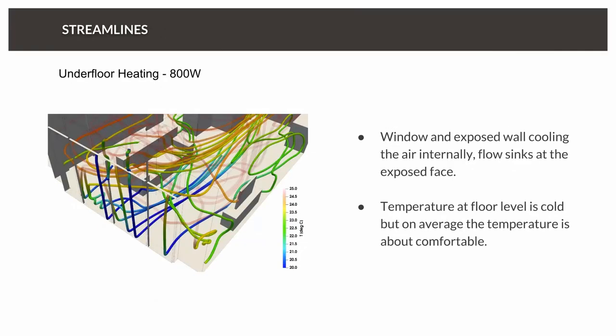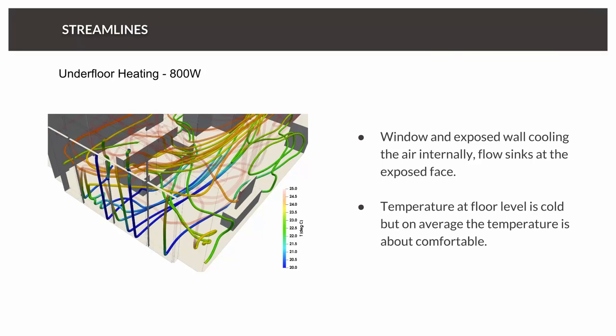Now let's take a look at some of the results. First of all, let's take a look at what is happening at the exposed cold wall, where the flow is cooling down and sinks at the exposed face. First, for underfloor heating of 800 watt, which is scenario 5, I think. And here you can see what is happening.